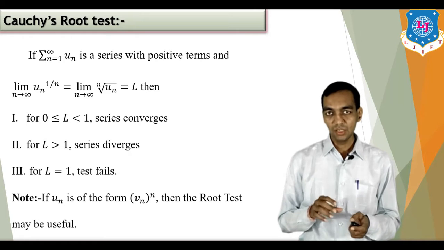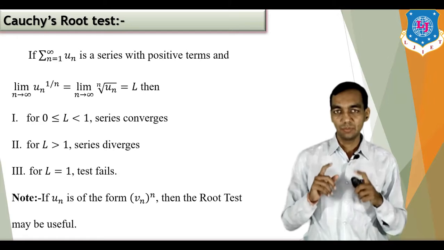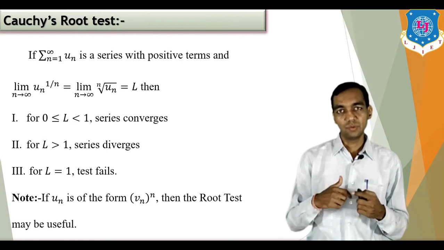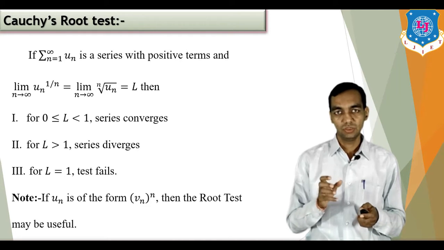Now, if un is of the form vn raised to n, that means something raised to n, or some power of n in the power, then we are going to apply Cauchy's root test.